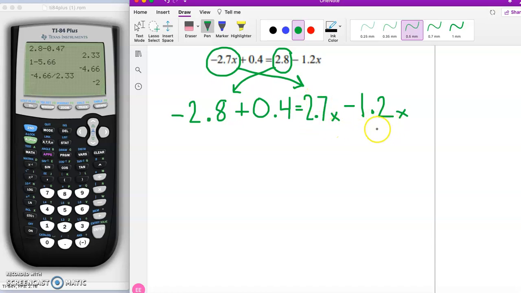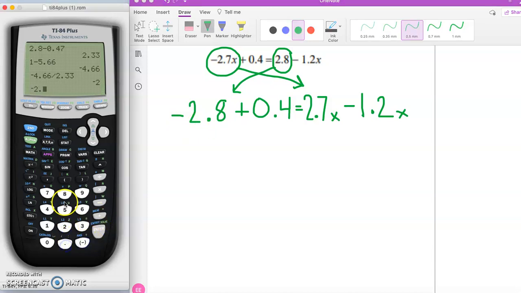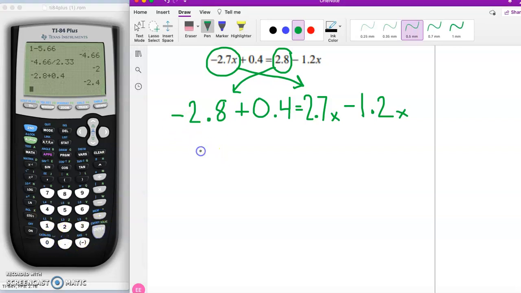Now, I have all my variables on one side. I have all my normal integers on the other. So let's see. Negative 2.8 plus 0.4 equals negative 2.4. So see, I use the negative sign for the 2.8 because the sign is only in front of the number. But when the sign is in between the numbers, like right here, it's minus. If it's in front, it's negative. I've been seeing that this is a very common mistake in class.